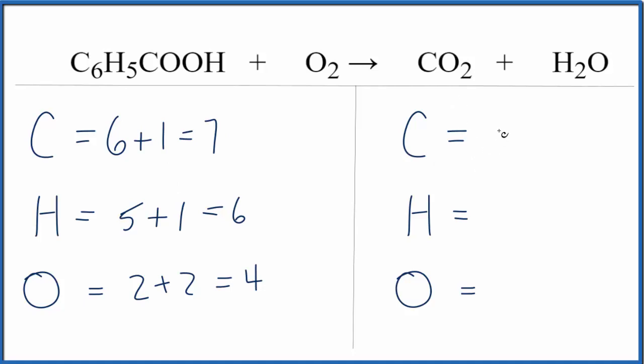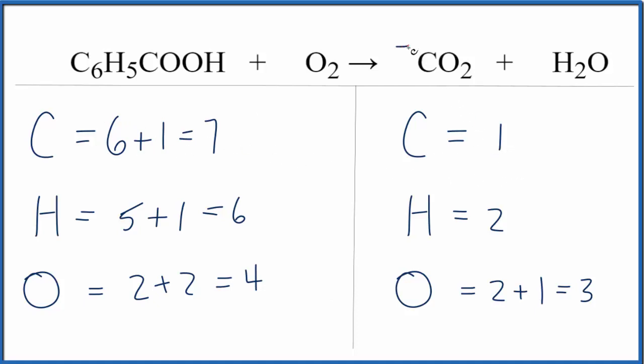On the product side, we have 1 carbon, 2 hydrogens, 2 oxygens, plus another oxygen here. That gives us 3 oxygens. Looks like probably the best thing to do is leave the oxygens to last with combustion reactions. Let's work with the carbons right here. We have 7 and only 1 here.